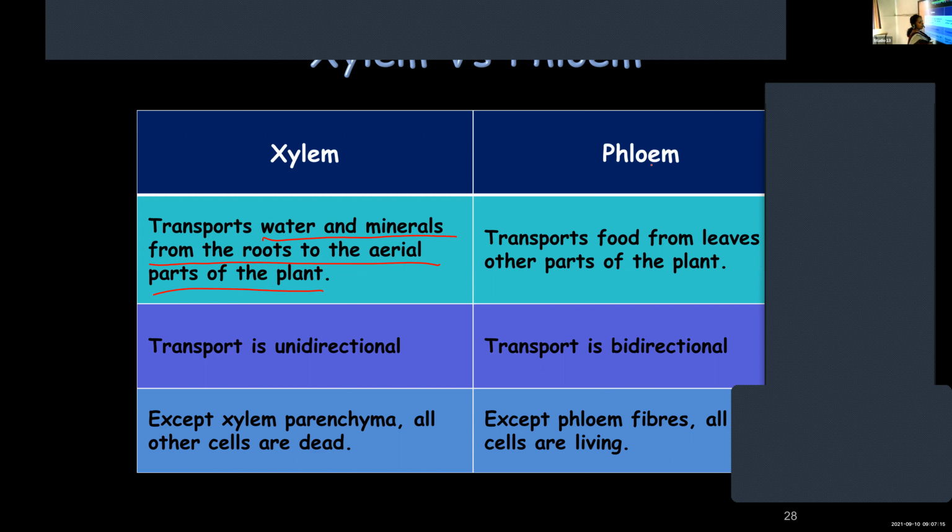Phloem transports food. From where? It is in the leaves that the food is prepared. So from the leaves to other parts of the plant.